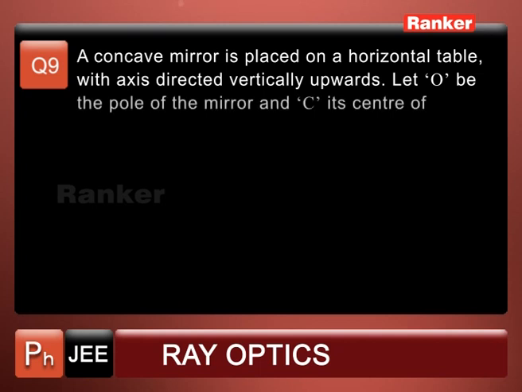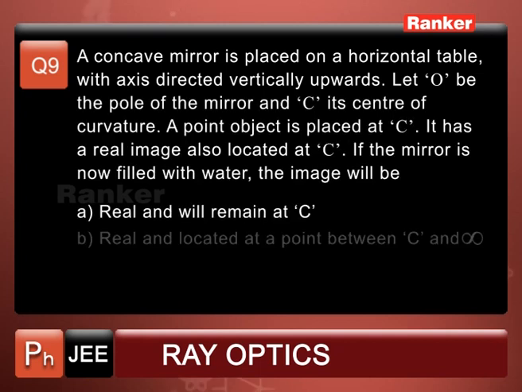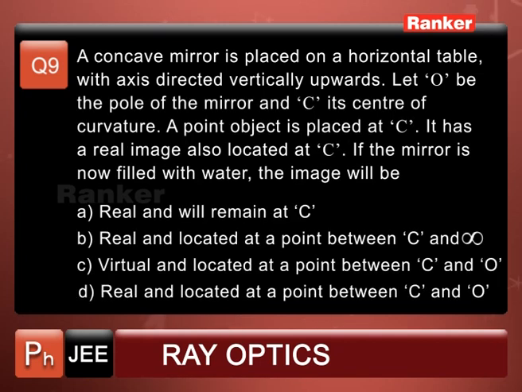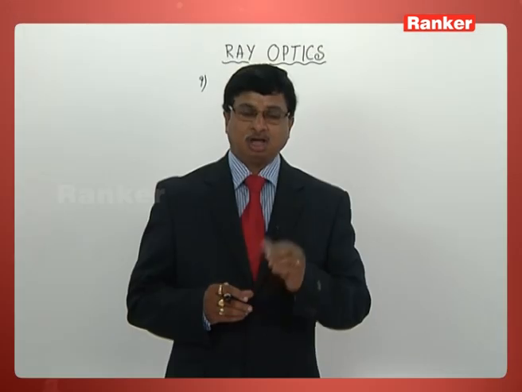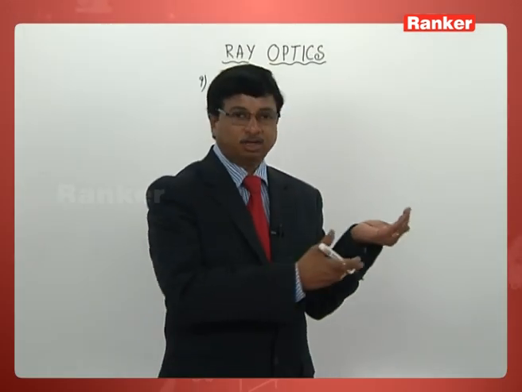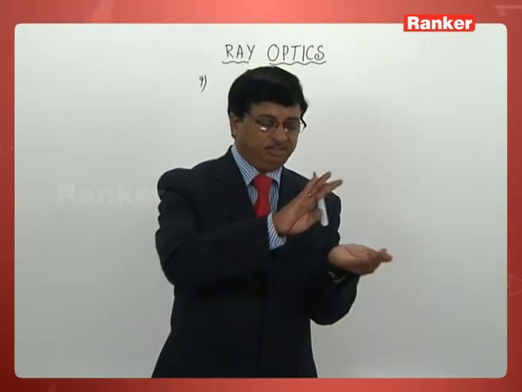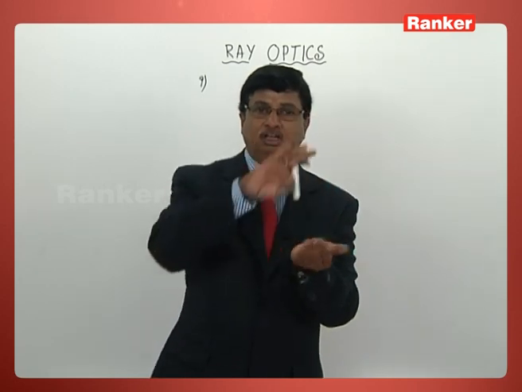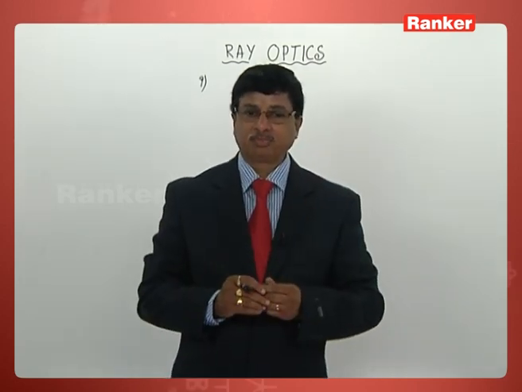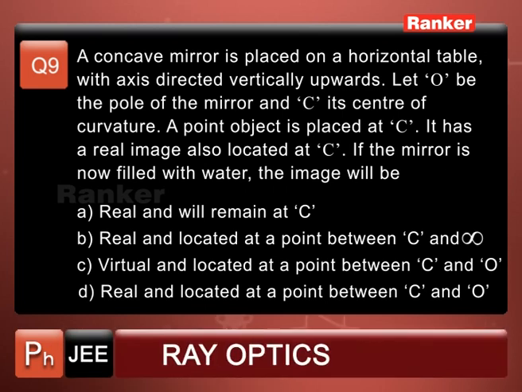A concave mirror is placed on a horizontal table with its axis directed vertically upwards. The concave mirror is now placed like this on a flat table. This is its axis. The axis is vertically up, that is what he is saying. Let O be the pole of the mirror and C its center of curvature.